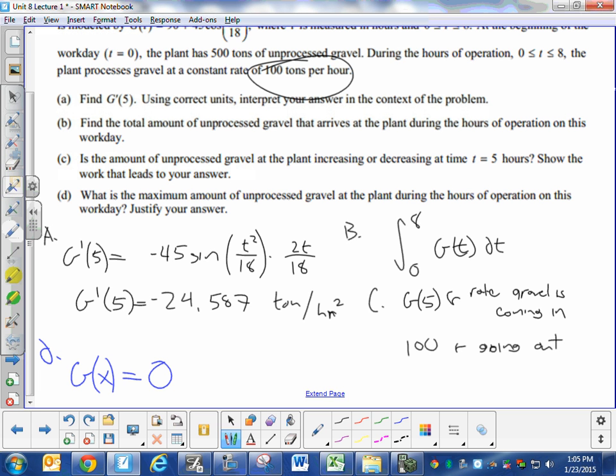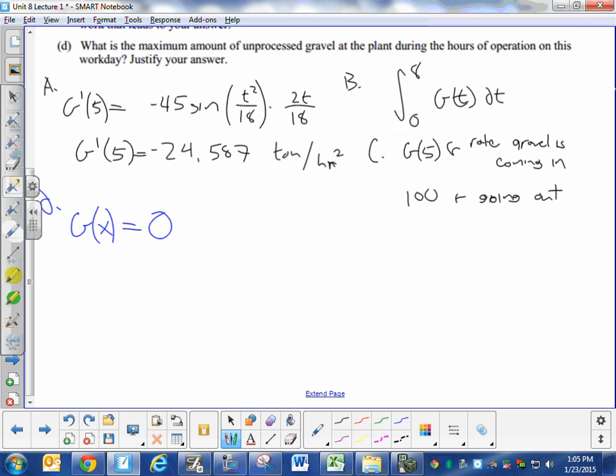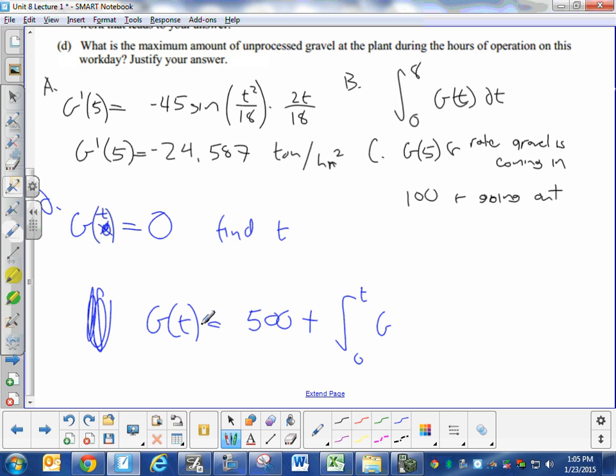And they don't ask you for the time, they ask you for the maximum amount. So once you find the time, great. You'd find t, and then it would be P of that value, equal to 500 plus the area from 0 to that value under G of t. Gosh, I really screw you up with that stuff.